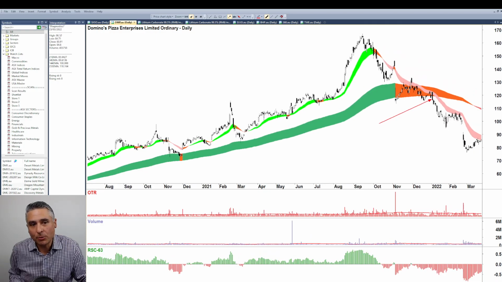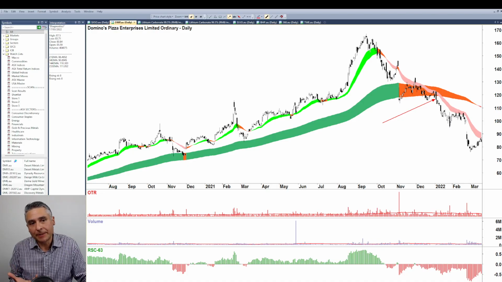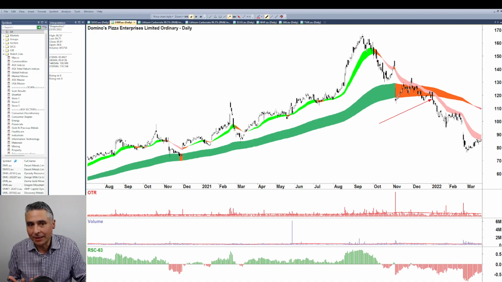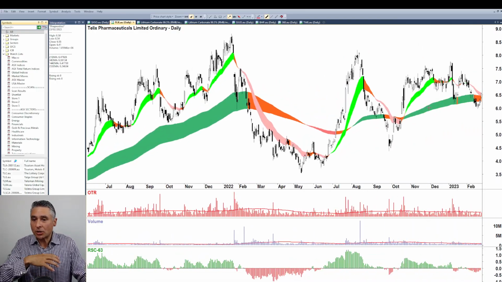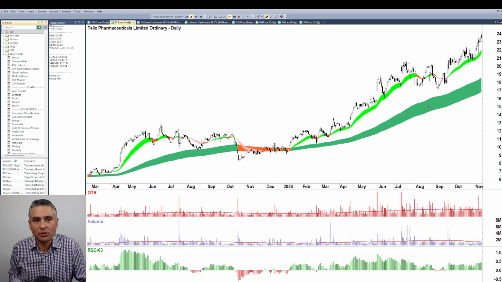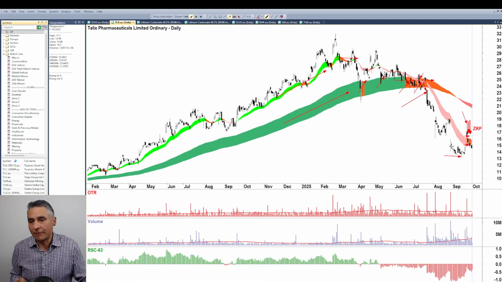So my fear with Telix, and this is where the two link together, is: is Telix there? Telix has started to rally, but is Telix there? I don't know yet. We won't go back, but at any stage did Domino's confidently break above that long-term uptrend ribbon? No, it didn't. And that's my fear with Telix.